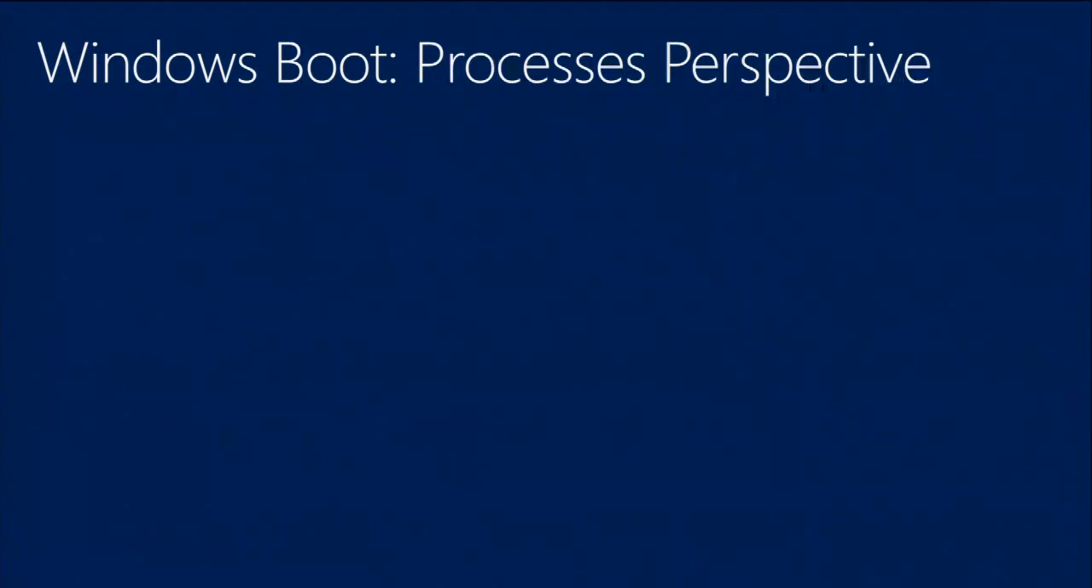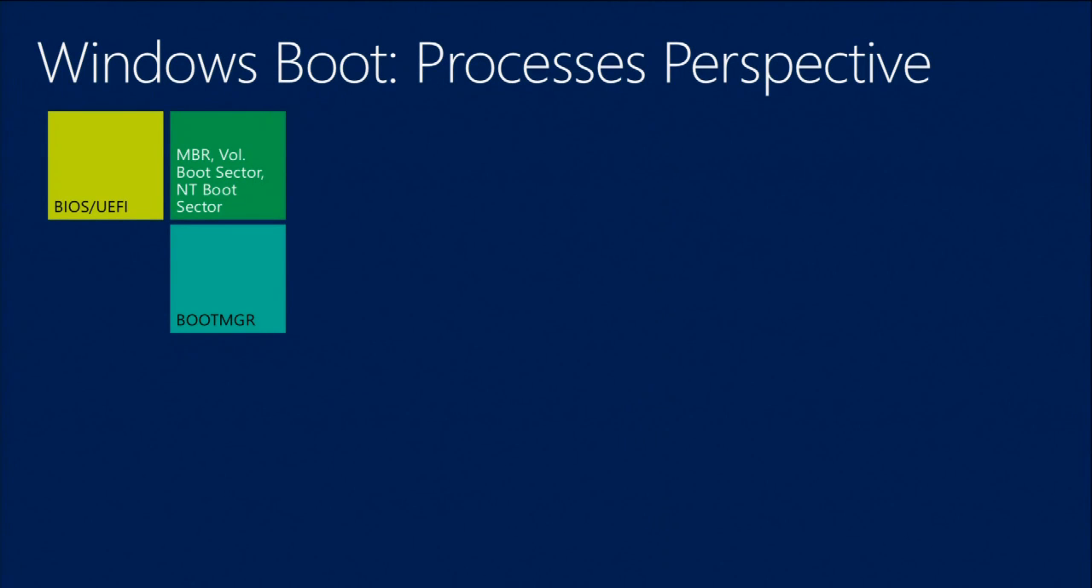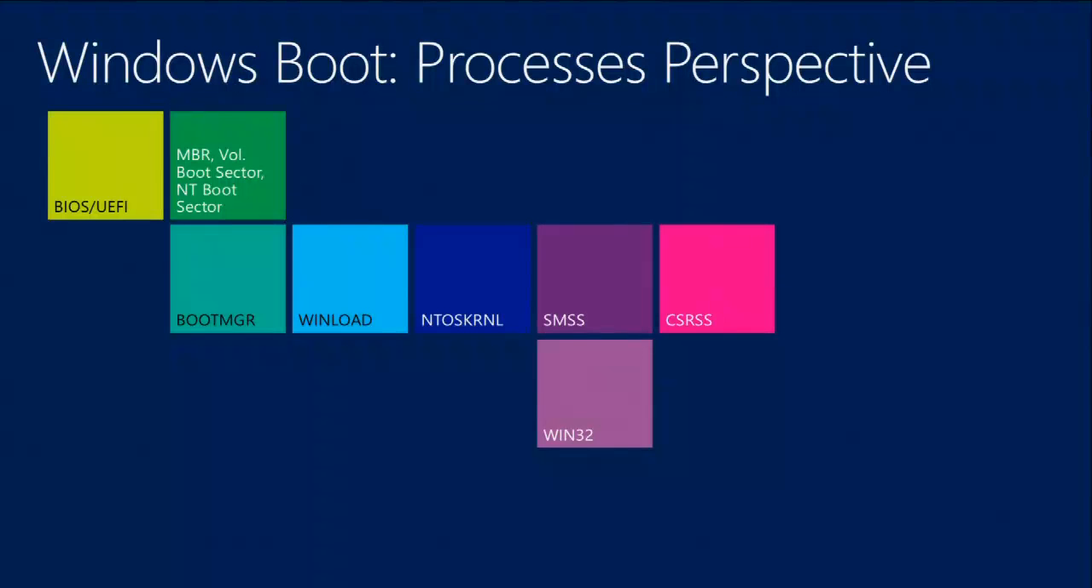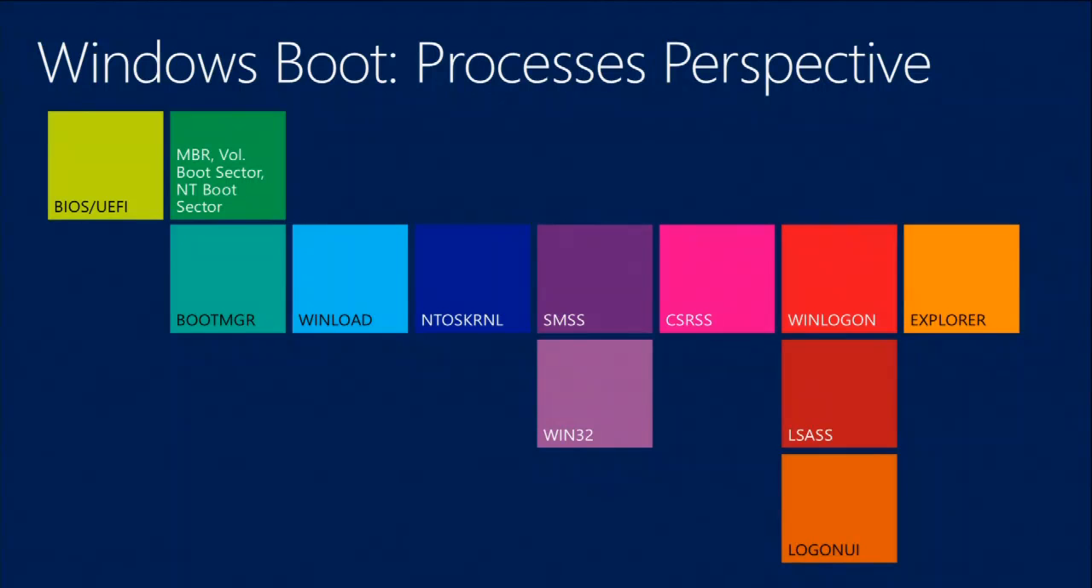If we put that in a process perspective, we have the BIOS, which invokes the MBR, master boot record. Boot MGR starts. We then go over to WinLoad. The Windows kernel, ntoskrnl.exe, starts. SMSS, the session manager, starts and goes over to CSRSS. And later on, WinLogon kicks in with LSASS for authentication. And finally, Explorer.exe. So you might say, oh, why does this guy keep talking about executables?